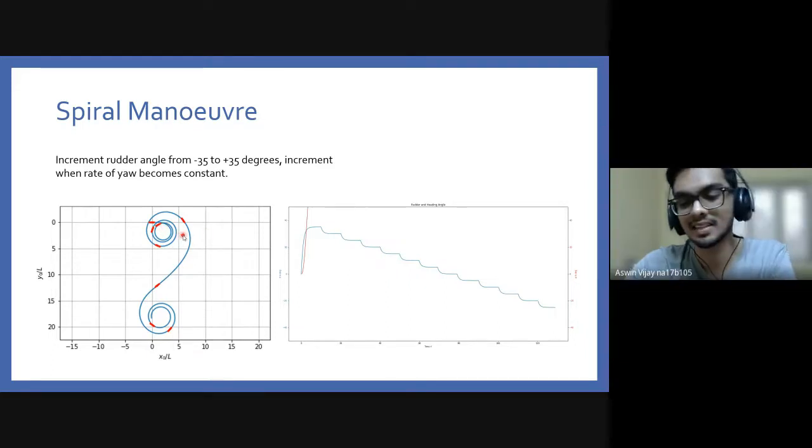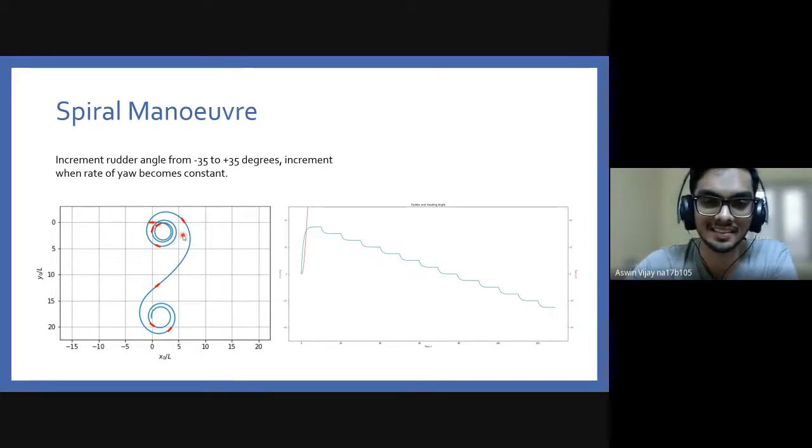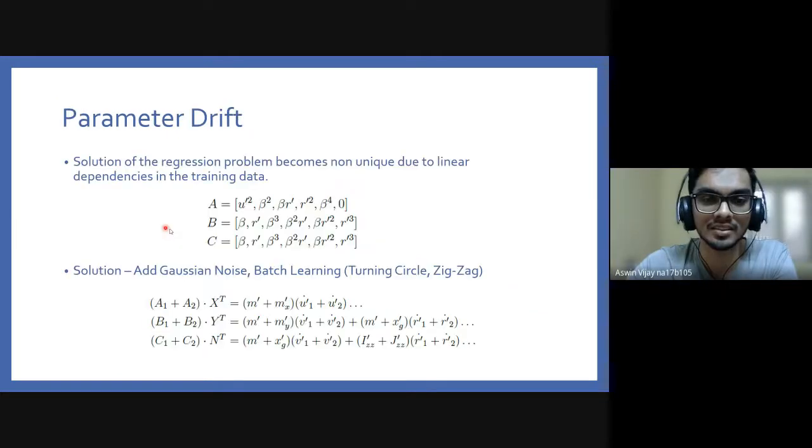What is happening is that I have more data. Essentially, that's it. And so this beta cube will have more variation. If these variables have more variation, the dependency becomes lesser, and thus I'm able to reduce the error. Okay.